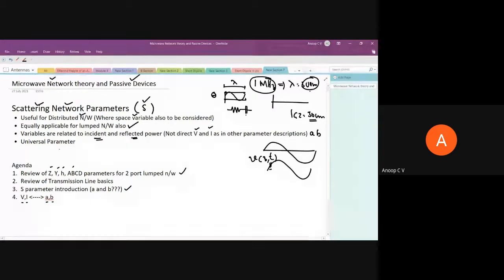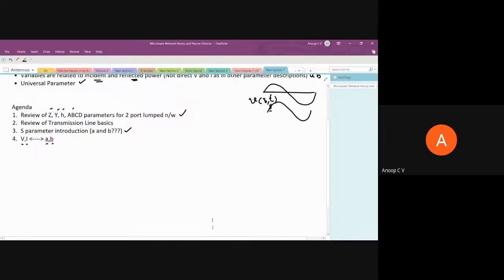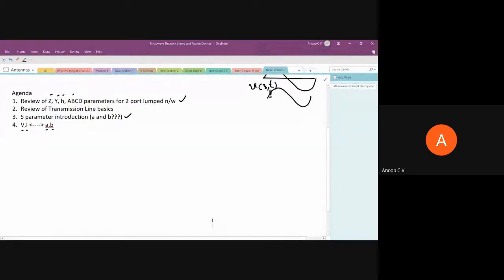Then, these S parameters are universal parameters, so you can apply them even for free space. Say you have a transmitter antenna radiating and another antenna receiving. Even in that case you can use these parameters; it need not always be a lumped circuit. That is what scattering network parameters, or S parameters, are. You have not studied this. This is a new topic to you, but it is a very important and interesting topic.